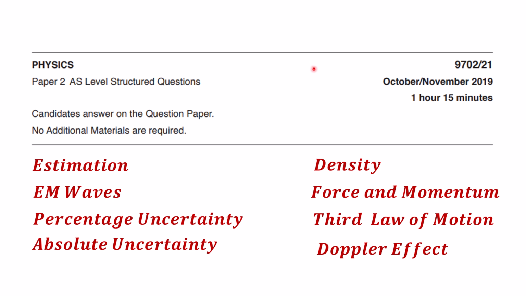I selected only 2 questions from the October-November 2019 Paper 21 exam. One question covers estimation, EM waves, percentage, and absolute uncertainties. The second question covers density, force and momentum, third law of motion, and Doppler effect. Stay with me because it's a great practice review for you.